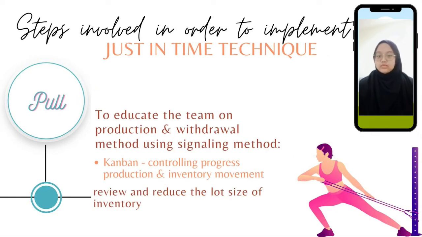Next is pull. The pull step is to educate the team on production and to withdraw using a signaling method like Kanban, so it can review and reduce the lot size of inventory. What is Kanban? Kanban is a Japanese term for card or visible records, which is used to indicate requests for new production or inventory. In simple words, it controls production, progress, and inventory movement. As a consequence, no components or final items are manufactured until they are required. If there is an issue regarding Kanban, then the workstation will remain inactive until being notified. Thus, the concept of pull is to reduce the inventory of work in process.